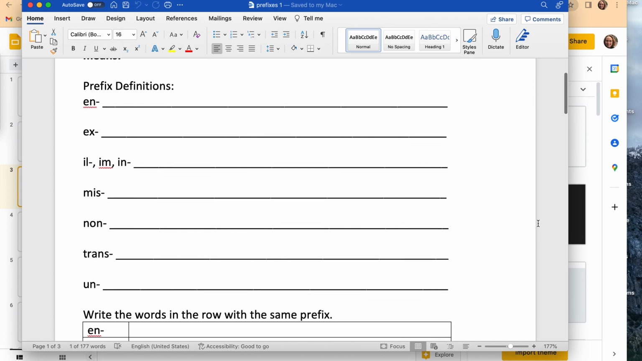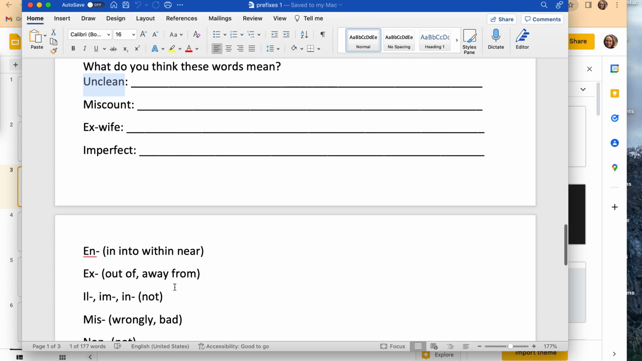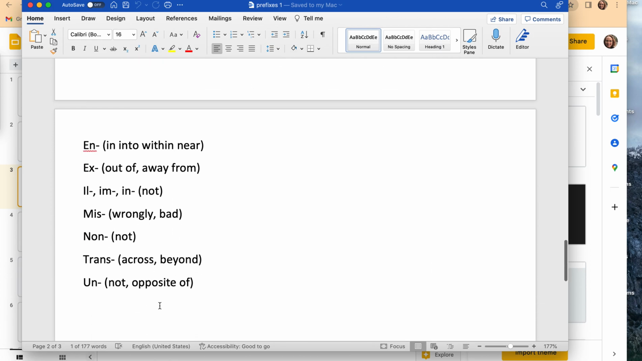So first you want to define what your prefix means. So we were talking about un. Un means not. So I have my cheat sheet down here. Un, none, or the opposite of, okay? Ex would be out of or away from. Mis, wrongly or bad. Non, not.